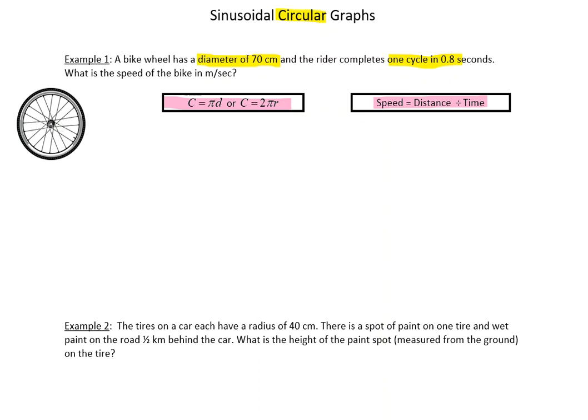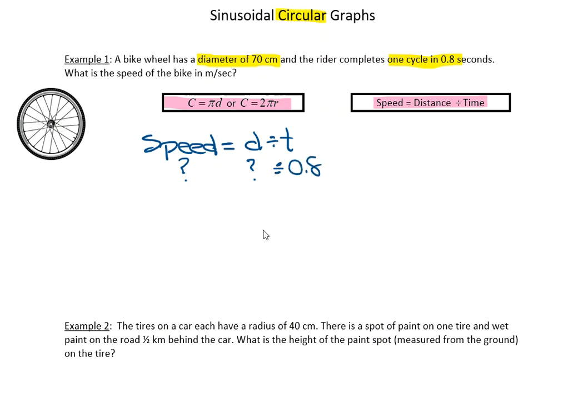Let's start with that speed formula. Speed is distance divided by time. But we're looking for the speed, so we don't know that. What's the distance? And what's the time? Well, we know that one cycle is 0.8 seconds, so we can put a 0.8 there.